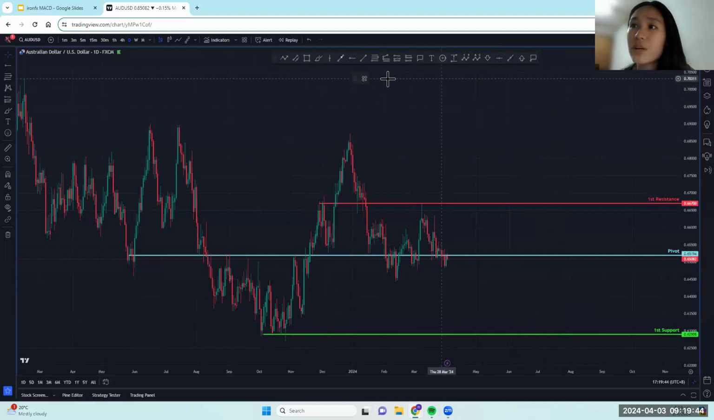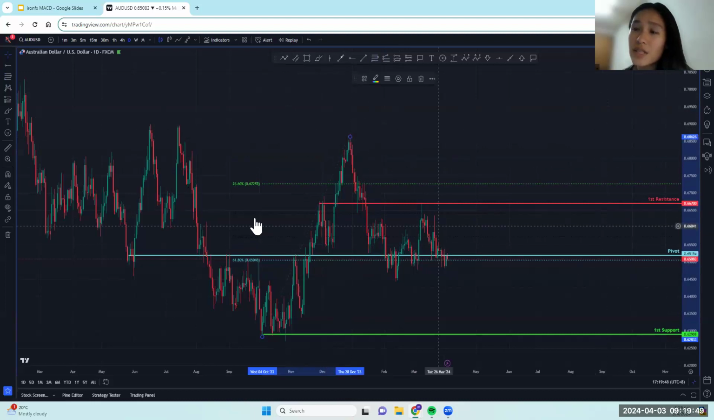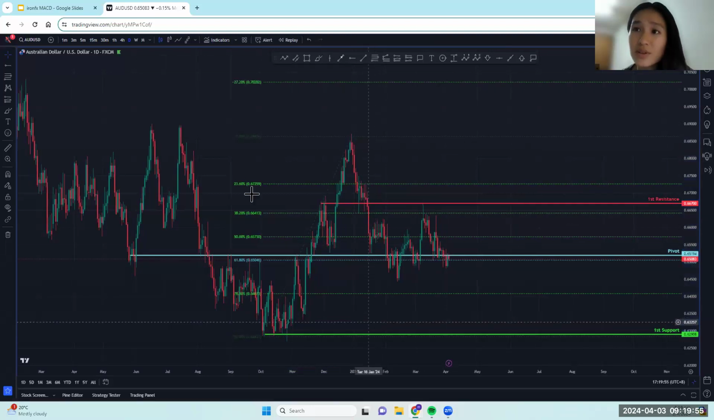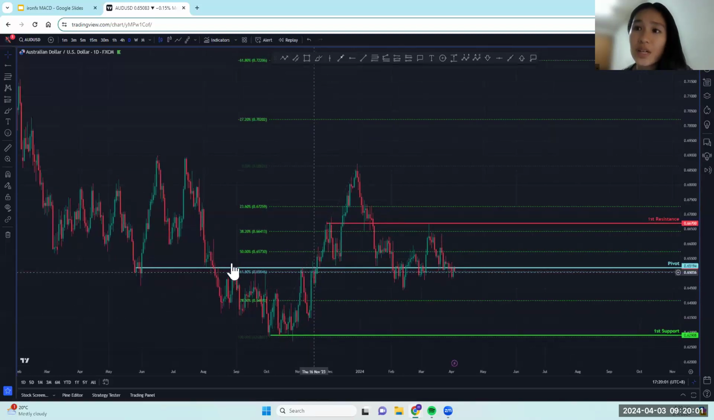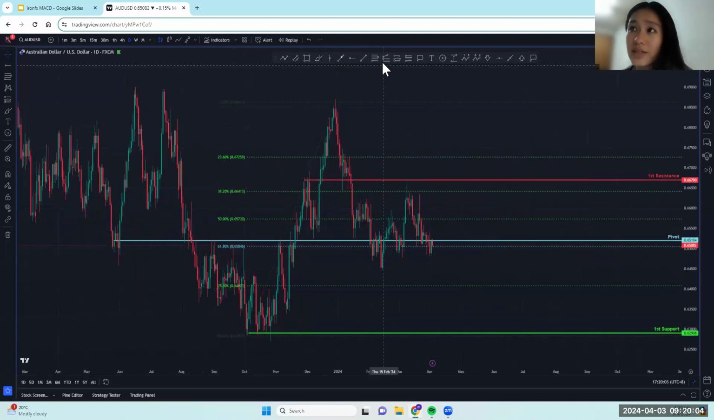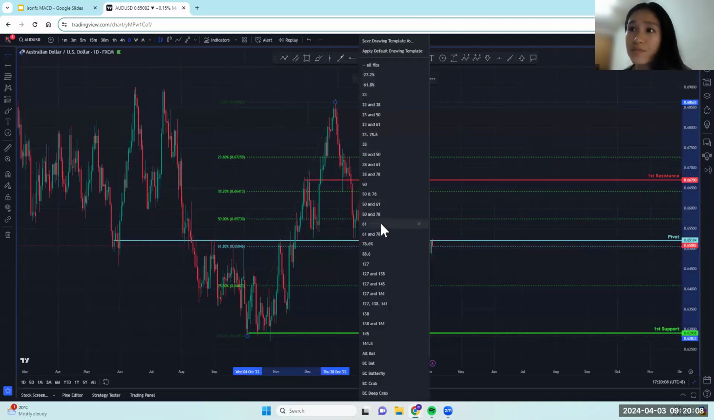Okay, now I'm going to go in with some Fibonacci levels to support these levels. Firstly, I'm going in with a retracement. So retracement uses 5 levels. You can see the 23.6, 38.2, 50%, 61.8, and 78.6. And I can see that my 61.8 lines up with my pivot. So I'm just going to keep that.